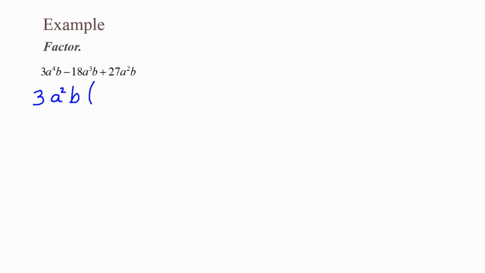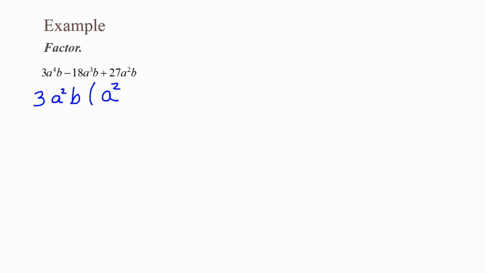Now I need to figure out what would be left over if each term had 3a squared b divided out. One way to look at it is to picture it as 3a to the fourth b divided by 3a squared b. My 3's completely cancel, the b's completely cancel. A to the fourth divided by a squared, 4 minus 2 is 2. So my first term would be a squared.